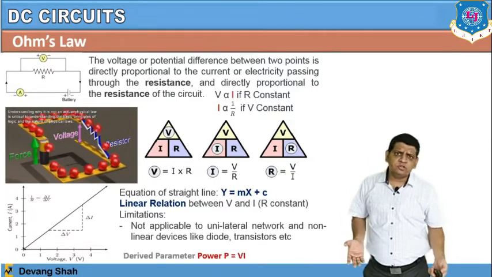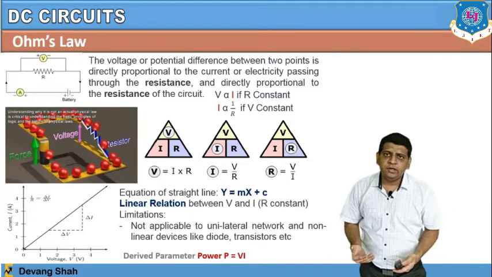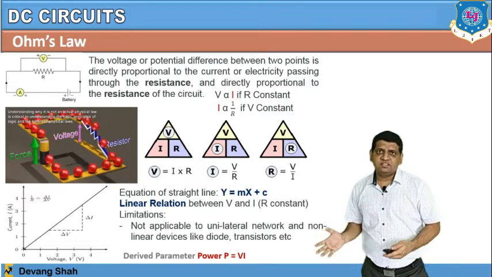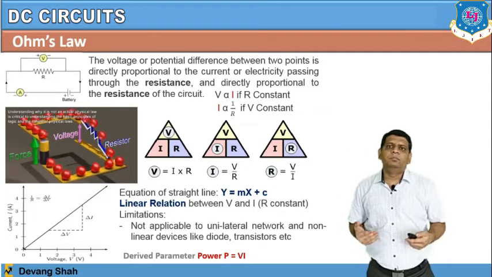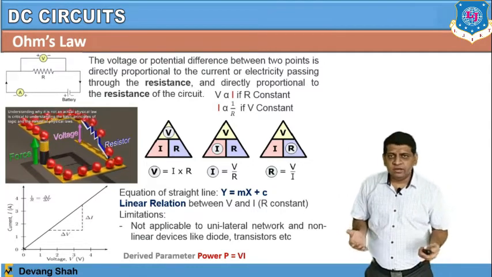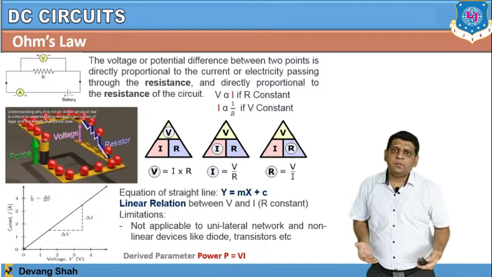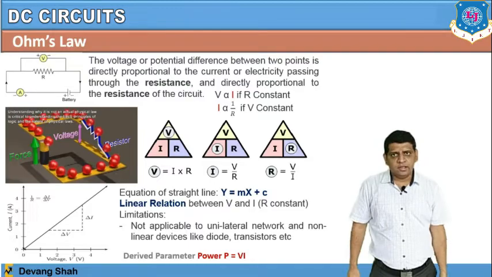There are certain limitations of Ohm's law. It is not applicable to unilateral devices or active devices like transistors and diodes. You cannot apply it there. It is applicable to linear networks where only resistance exists, right? In the same way, you can also find the derived parameter of Ohm's law, which is power, P is equal to V into I, right?